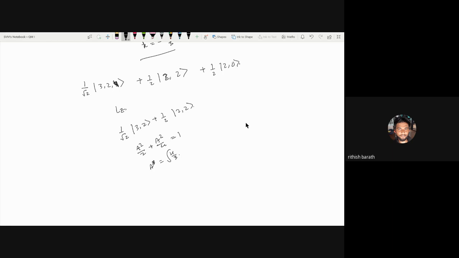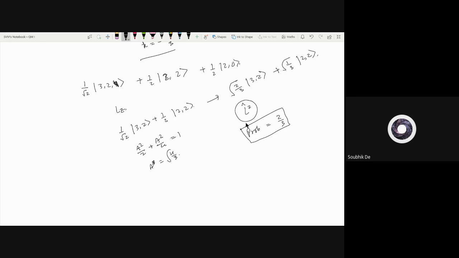Okay, so this state will go to root 2 by 3 |3,2> plus root 1 by 3 |2,2>. And then what is the result if L square is measured after that? Yes, the probability of measuring L square with L equal to 3 should be 2 by 3. So that 2 by 3 is not there, that's what you are saying.